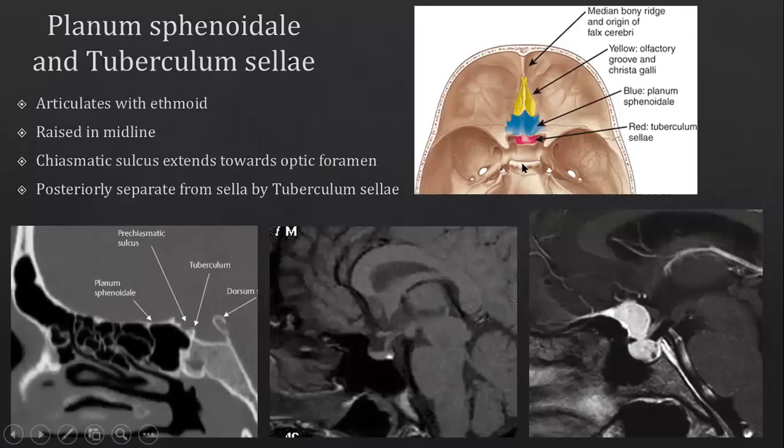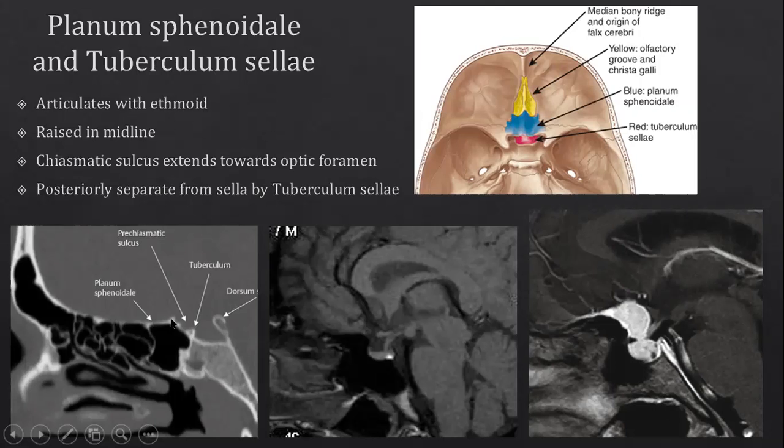So the central component of the sphenoid is really the body of the sphenoid, and the body of the sphenoid starts where the ethmoid ends. So the ethmoid here is the yellow bit, which is formed by the olfactory groove on either side of the cribriform plate, and this blue area here is a very flat structure which lies just above the sphenoid sinus, and it is flat. It's a plane. It is a plane of the sphenoid sinus called the planum sphenoidale.